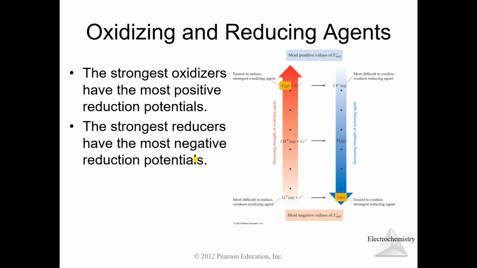Now, the oxidizing and reducing agents that occur: the strongest oxidizers have the most positive reduction potentials. The strongest reducers have the most negative reduction potentials. Reduction means gain of electrons. Why does this matter? Because it has to do with which way the reaction is going. Is it the forward or the reverse reaction? Okay, so this is where I'm going to end the electrochemistry mini lecture.